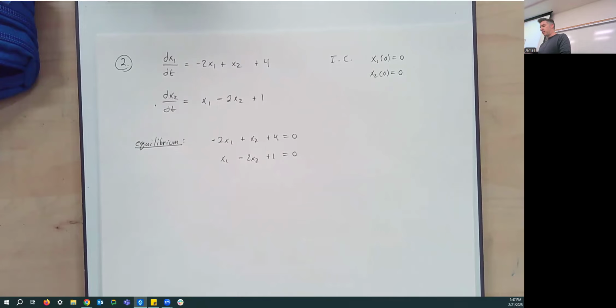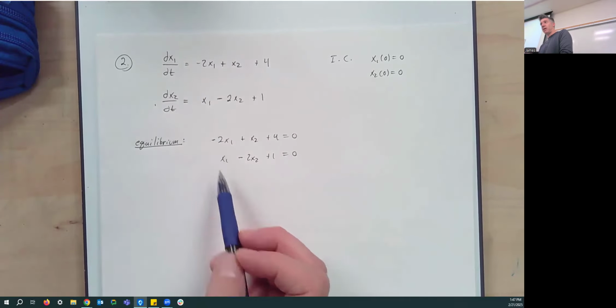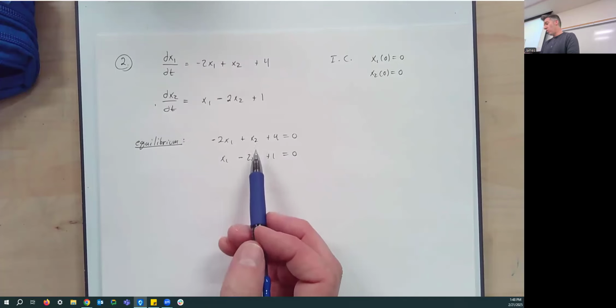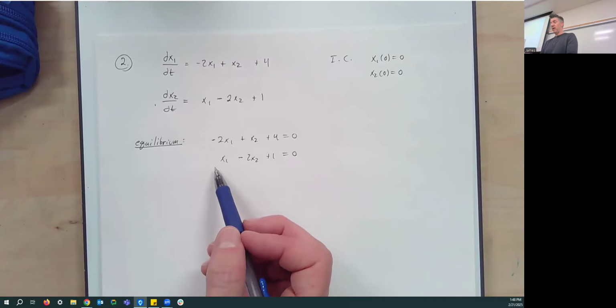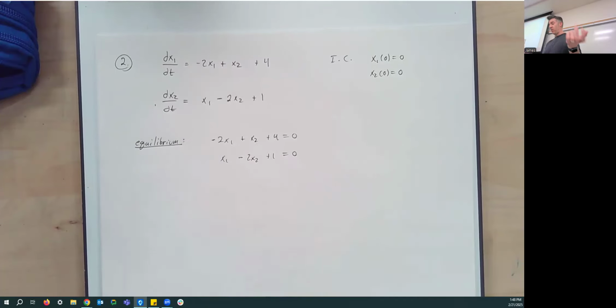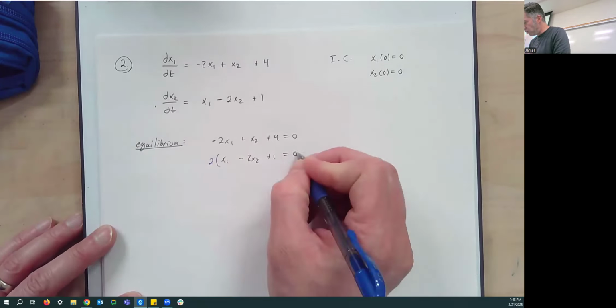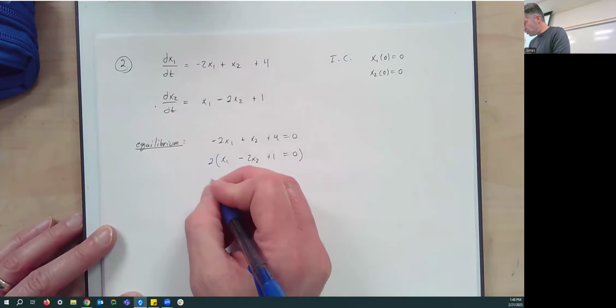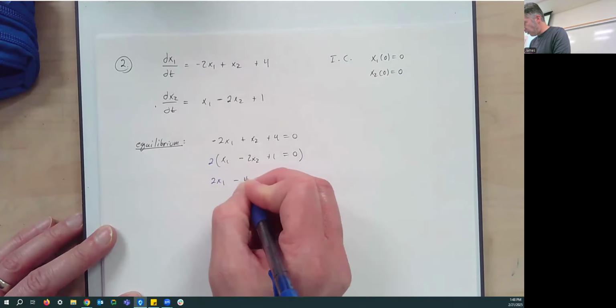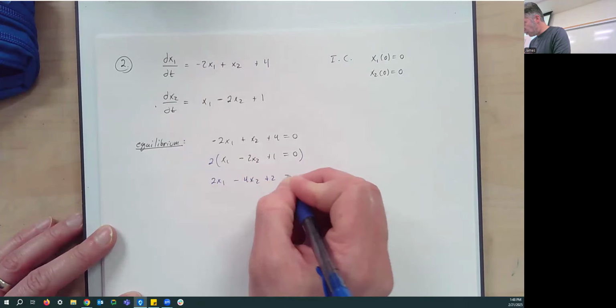So really you could pick either one. You could either multiply the first equation by 2 and add them together, cancel out the x2s, or we can multiply the second equation by 2 and add them together to cancel out the x1s. Either way will work. Let's do the second equation. So I multiply this whole equation by 2. Now I'm going to have 2x1 minus 4x2 plus 2 equal to 0.